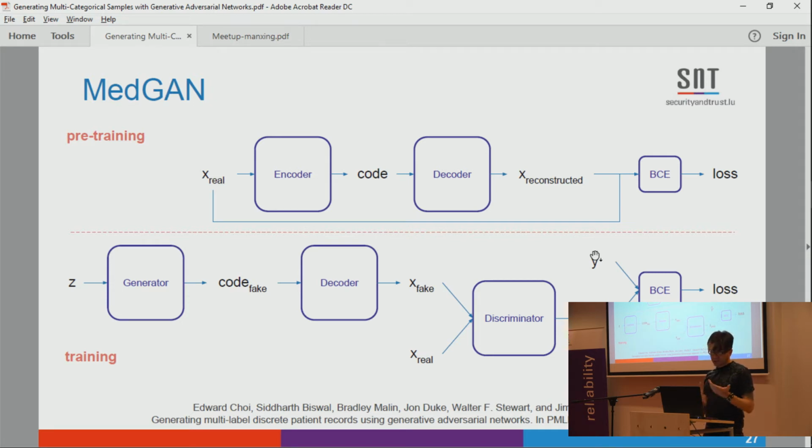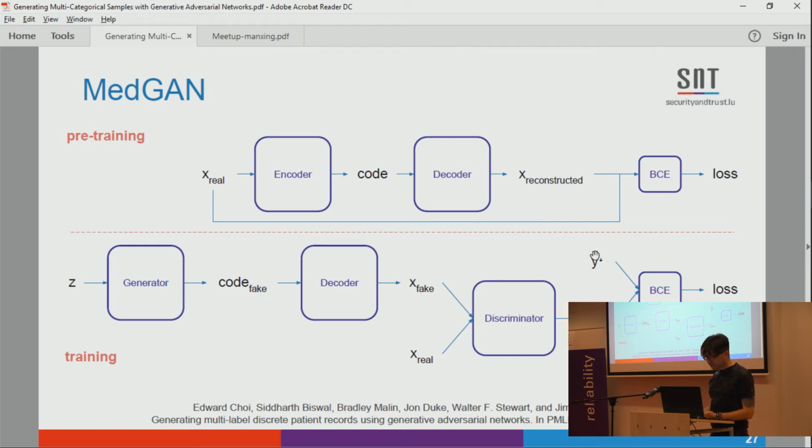In this case, it's like a feature extractor, because the authors discard the encoder afterwards and put the decoder in between the generator and the discriminator. So you don't need to sample anything. Basically, the generator generates codes, which are continuous vectors, and then the decoder transforms the continuous vector into a discrete sample.